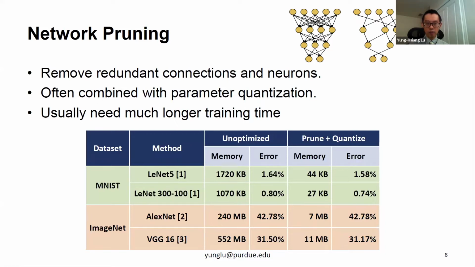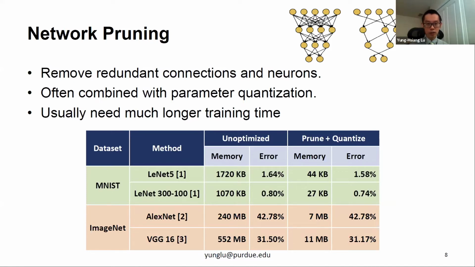Network pruning is often used together with parameter quantization, but the training time usually takes longer. The reason is you usually start by training the fully connected neural network, then you realize which weights are too small, then you remove the connections. But you have to make sure that does not hurt your accuracy. So you have to validate your accuracy again. So that training process usually takes longer.